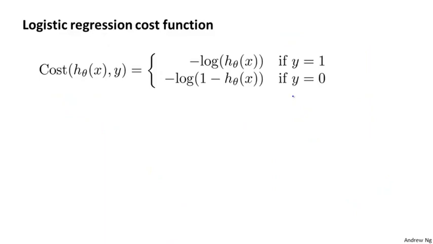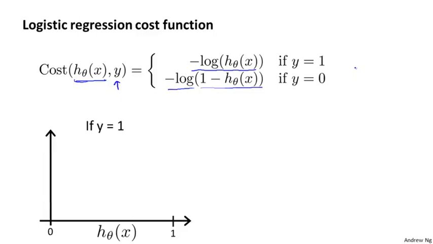We're going to say that the cost, or the penalty, that the algorithm pays if it outputs a value h of x, so if this is some number like 0.7, but it predicts a value h of x and the actual class label turns out to be y, the cost is going to be minus log h of x if y is equal to 1, and minus log 1 minus h of x if y is equal to 0. This looks like a pretty complicated function, but let's plot this function to gain some intuition about what it's doing. Let's start off with the case of y equals 1. If y is equal to 1, then the cost function is minus log h of x.